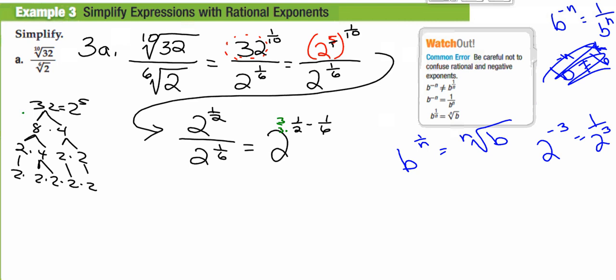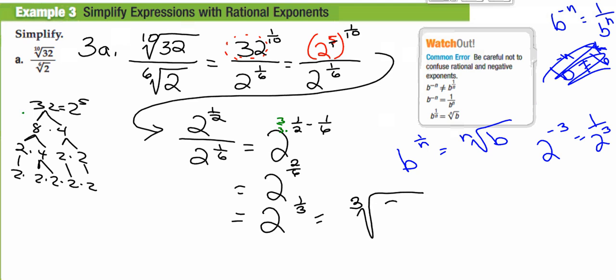And now I'm going to get this common denominator. So that's 3/6 minus 1/6, and I think I can do that in my head. So that's 2 to the 3/6 minus 1/6 is 2/6. And so then it's 2 to the 1/3, which is the cube root of 2.